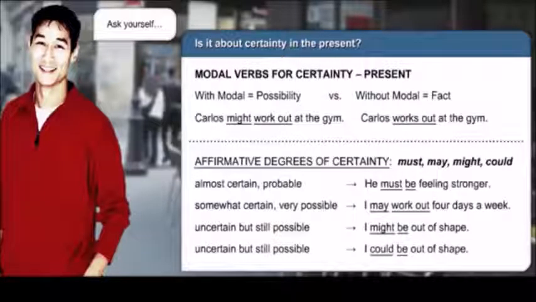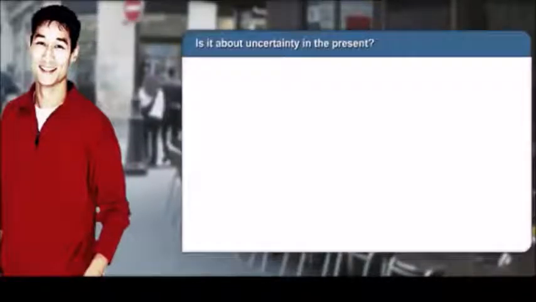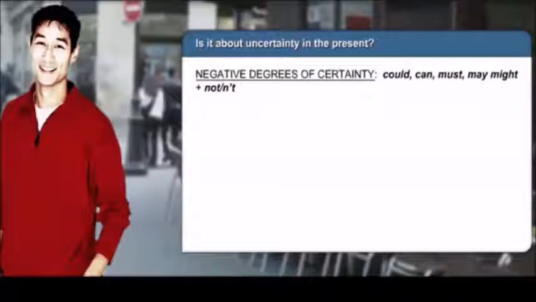Like might, could is also used to express some possibility and uncertainty. I could be out of shape. Note, an adjective or present time phrase may directly follow the modal and base verb. Is it about uncertainty in the present? The modal verbs could, can, must, may, and might are used with not to express varying degrees of uncertainty about events or outcomes in the present.